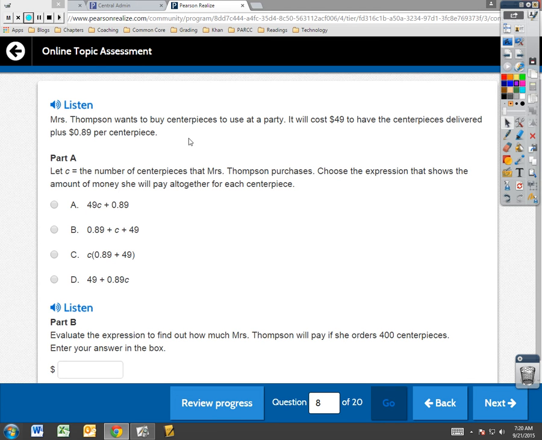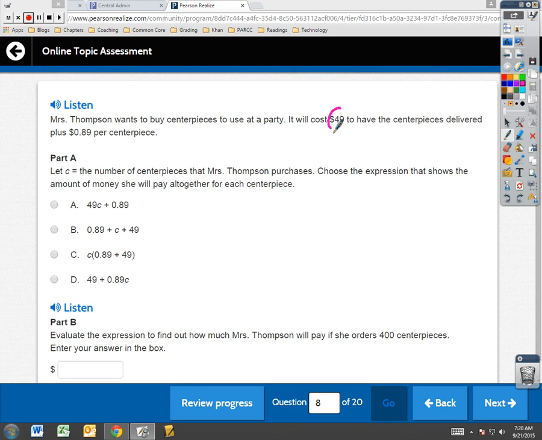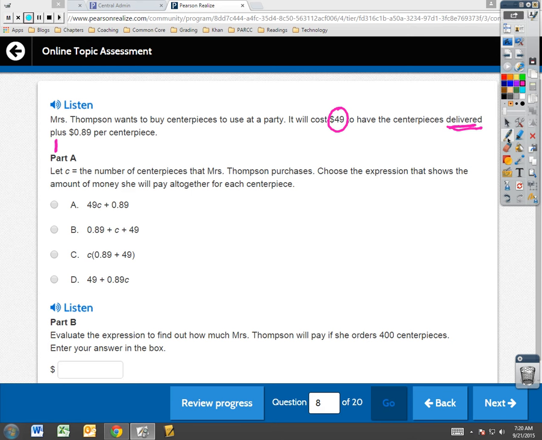Next one, Miss Thompson wants to buy centerpieces to use at a party. It costs $49 to have the centerpieces delivered. So that's just to have them delivered. Plus, there's the key word here, plus 89 cents per, meaning multiplication, centerpiece. So even if I have 1 centerpiece delivered, it's $49, plus however many centerpieces she has made, which is 89 cents per centerpiece.